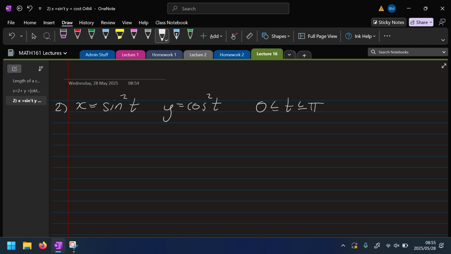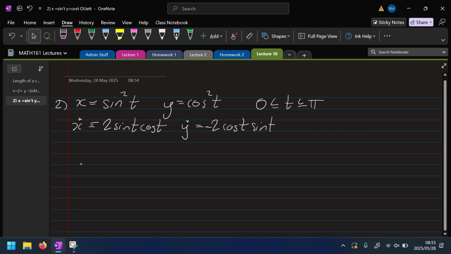Okay, step 1, x dot and y dot. So x dot, okay, a little bit of chain rule. So this will be 2 sine t cos t. Y dot, this will be 2 cos t sine t. And then we get the minus from the derivative of cos. Okay, then once we've got that, substitute and then just solve the integral.